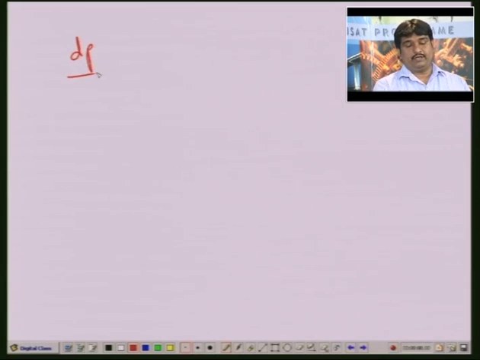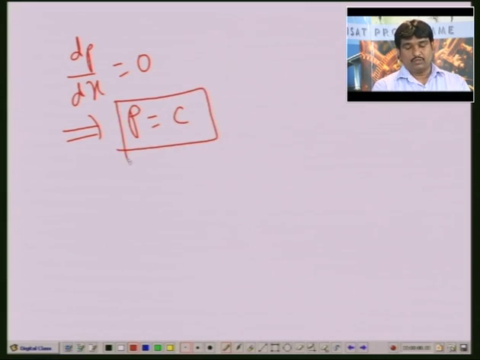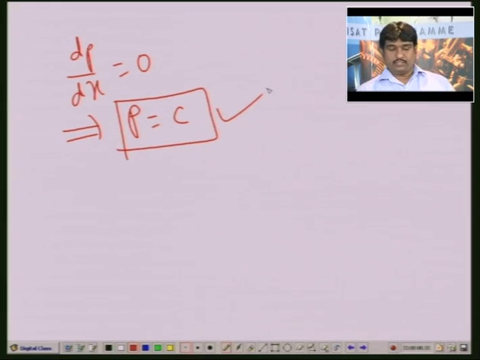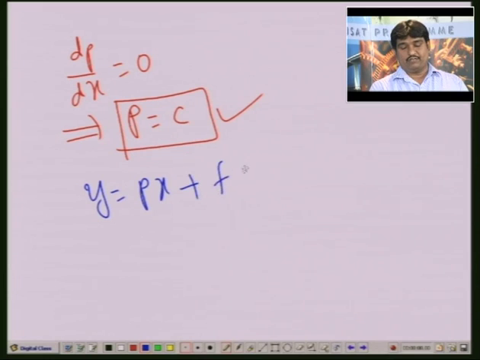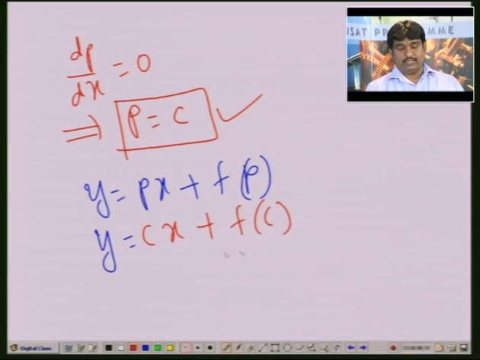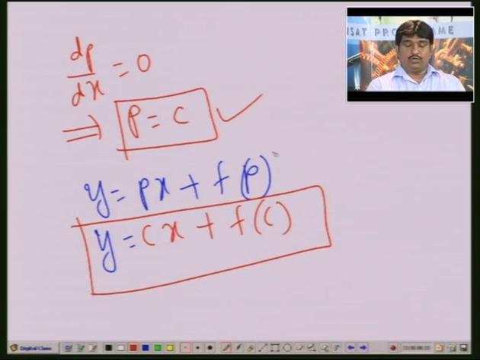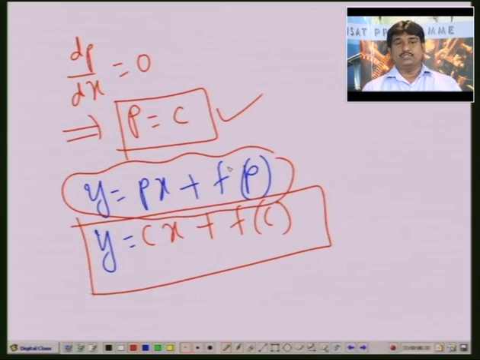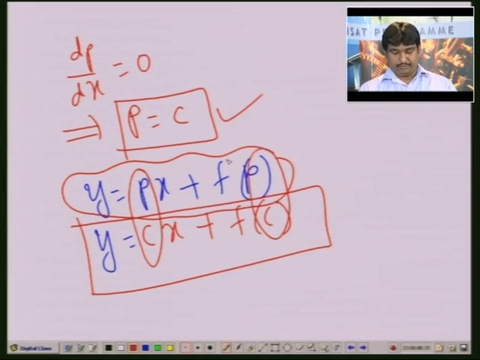Now dp by dx equals 0 implies, if you integrate it, p equals constant. So substitute p equals constant in the given equation. Given equation is y equals px plus f of p. So in place of p you write c, so it is cx plus f of c. Therefore, the general solution of Clairaut's differential equation is obtained by just replacing p by c as shown here.